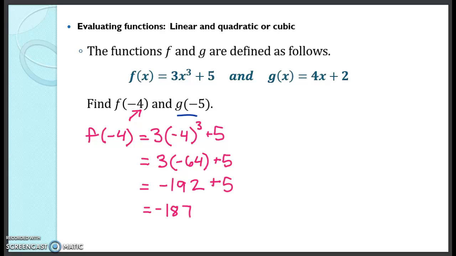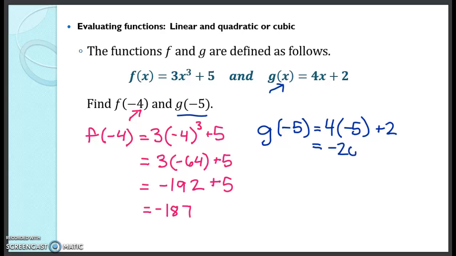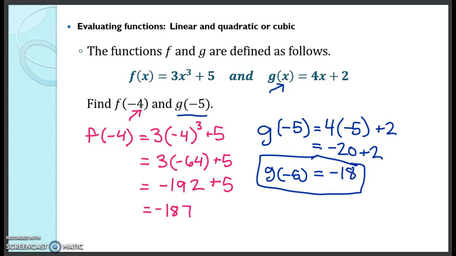Alright. We're also told we need to find g of negative 5. We're gonna go to the g function and plug in that negative 5 right into the function. So g, our input now becomes negative 5. That's 4 times negative 5, plus 2, which equals negative 20 plus 2, which equals negative 18. So, what are our answers? G of negative 5 equals negative 18, and f, our function f, when we put in negative 4, equals negative 187.